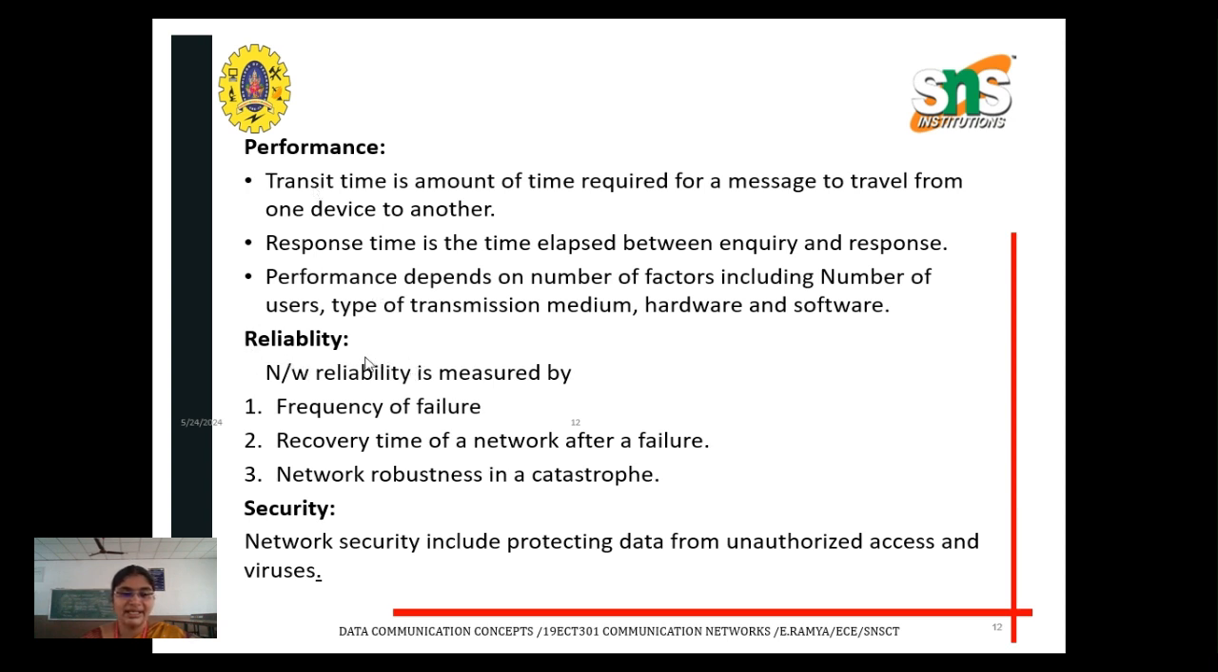What is meant by reliability? Network reliability is measured by frequency of failure and recovery time of the network after a failure. Network robustness is in a catastrophe. Network security includes protecting data from unauthorized access and viruses. It is called security. We have to protect our network by means of security.